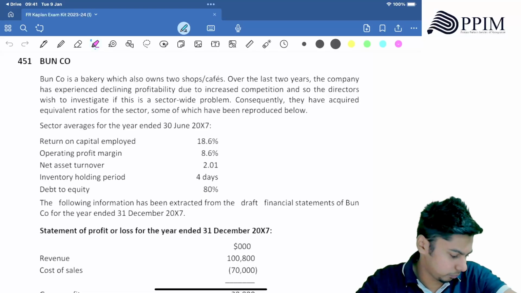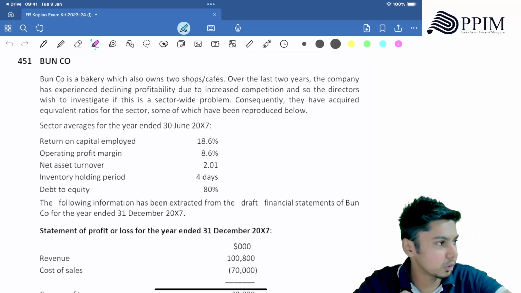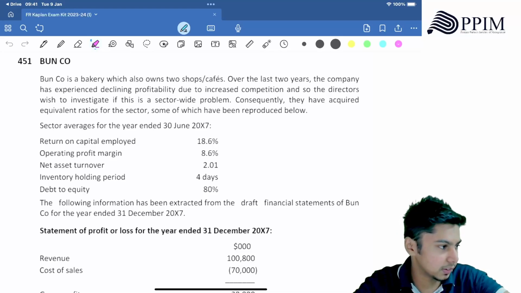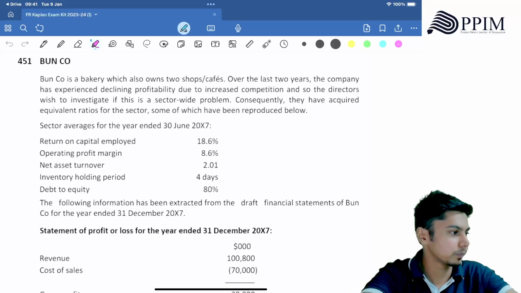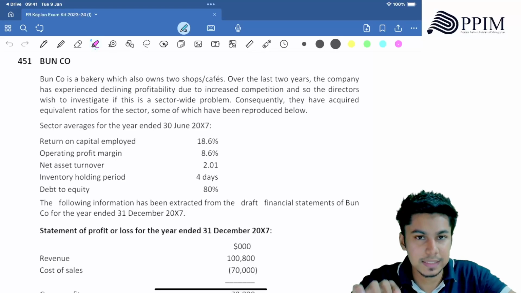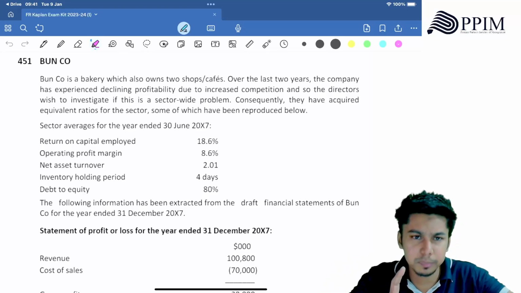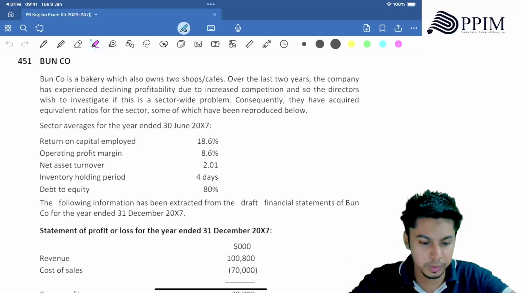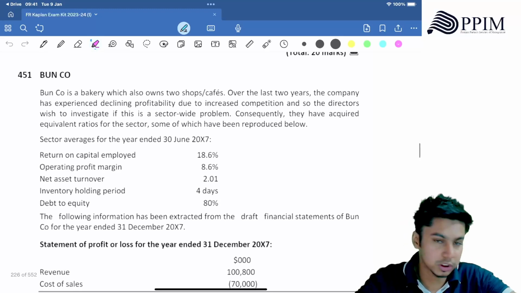So when you move to the ratio section in your paper, this is going to be the very first question that you're going to get. All good? Please search for the question that goes by the name Bun Corporation. Remember, this Bun Corporation question is a single entity financial statement. So one company, they have given you ratios and they want you to now evaluate the question. I will give you time to go through this question.